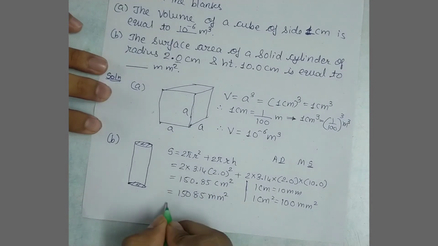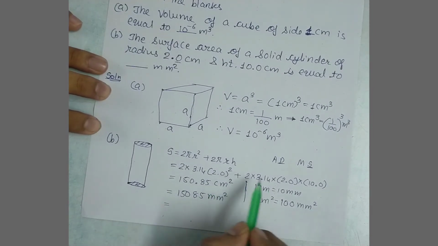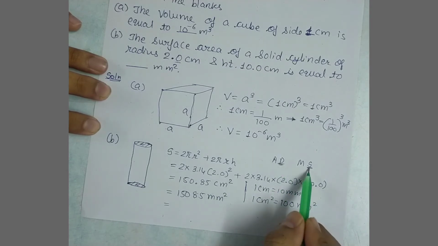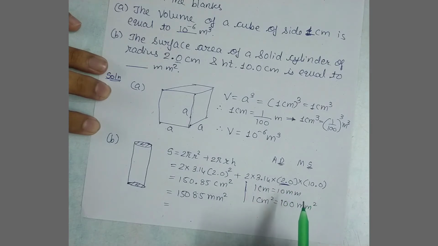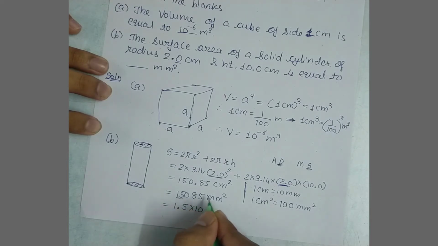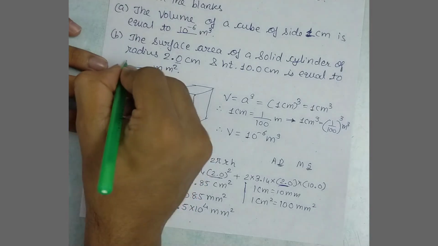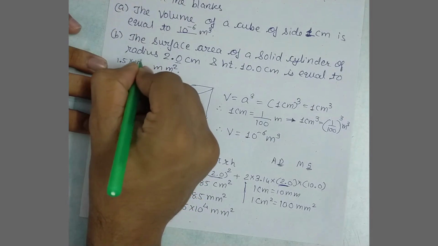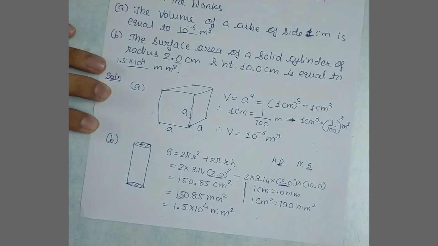Now if we write in proper significant figures, we have to retain the minimum significant figures for a multiplication. Here 2 is the minimum significant figures. So retaining the first two digits, that is 1.5 into 10 raised to, counting from the back, 1, 2, 3 and 4, that is 10 raised to 4 mm square. Okay, so you can write here 1.5 into 10 raised to 4 mm square.